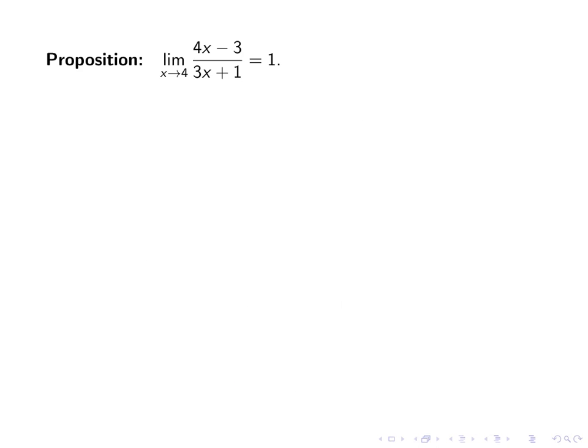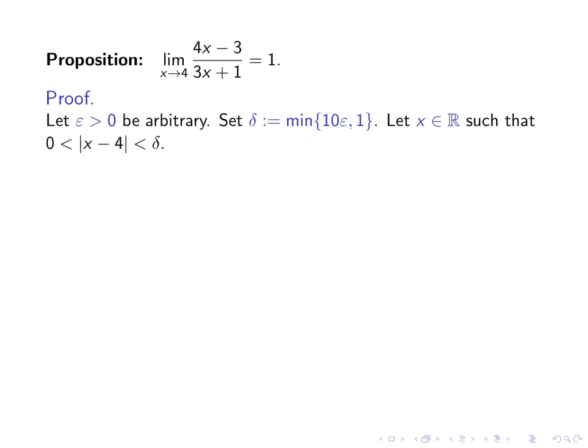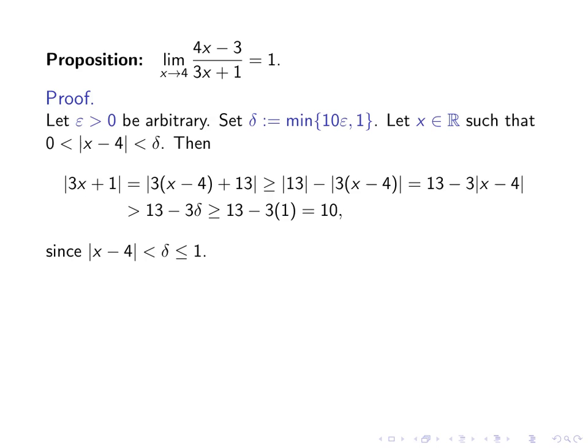Okay, so here's the proof. Proposition: the limit as x approaches 4 of (4x − 3)/(3x + 1) equals 1. Take an arbitrary positive epsilon. Let delta be the minimum of 10 epsilon and 1, as in our preparations. Take an arbitrary real number x such that |x − 4| is between 0 and delta. And then you get the positive lower bound on 3x + 1, as we discussed before. I've replicated the same calculations here, and from there, it follows.